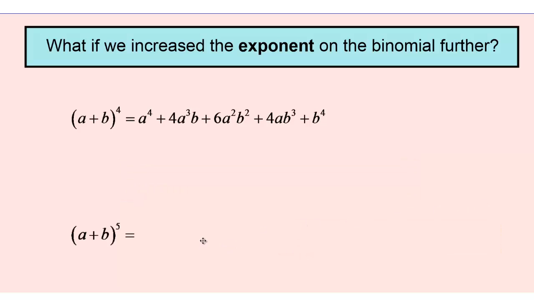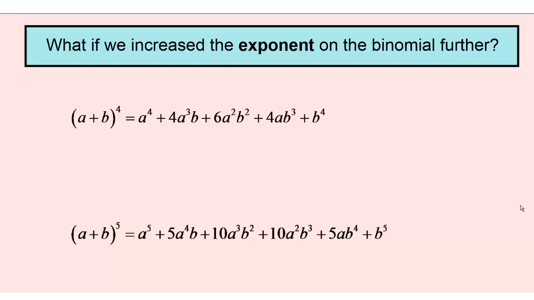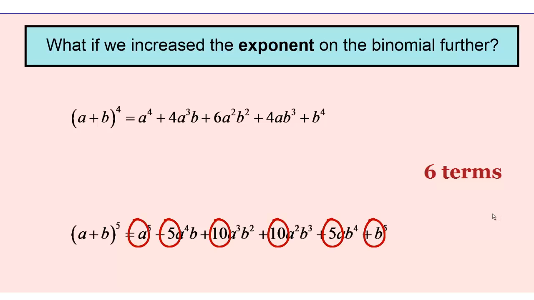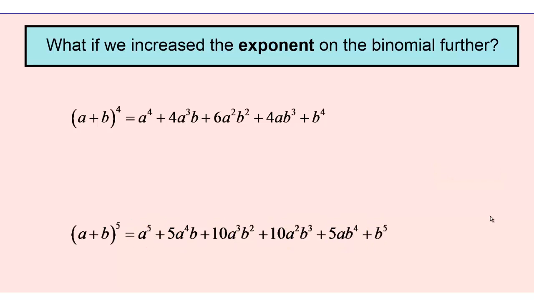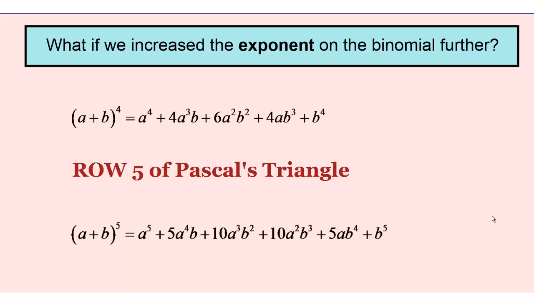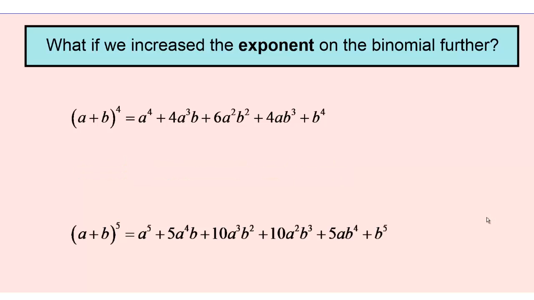Okay, let's see if you're right. Here's the expansion for a plus b to the exponent 5. Now we have 6 different terms, the coefficients being 1, 5, 10, 10, 5, and 1. I think you can see that these numbers are all coming from Pascal's triangle. Specifically, this is coming from row 5. It's the same as the exponent that's on the binomial. In the example where we had to the exponent 4, all those numbers came from row 4.